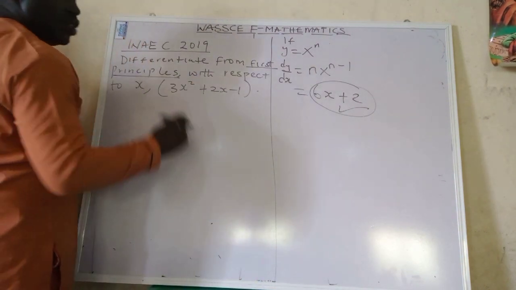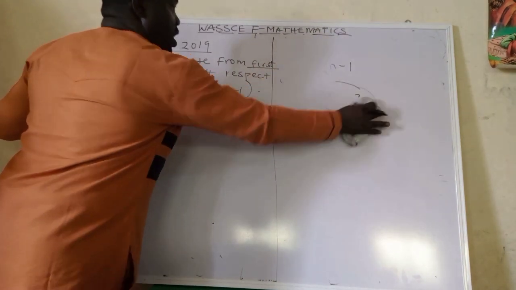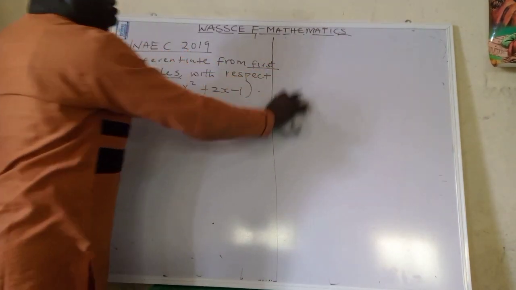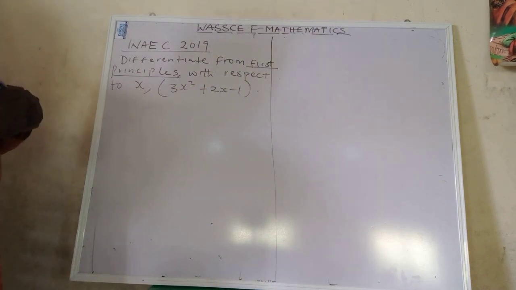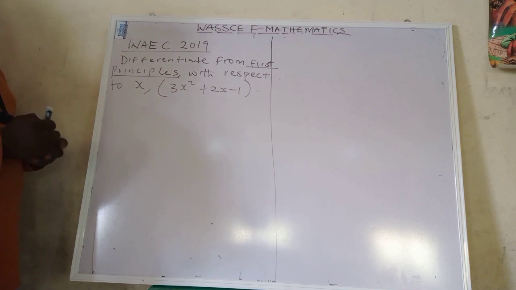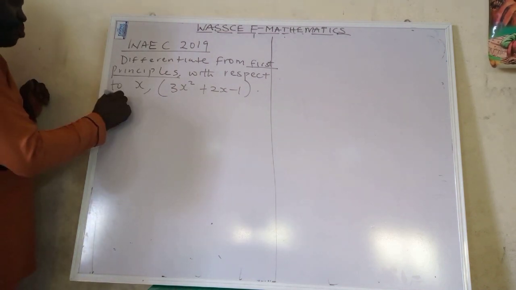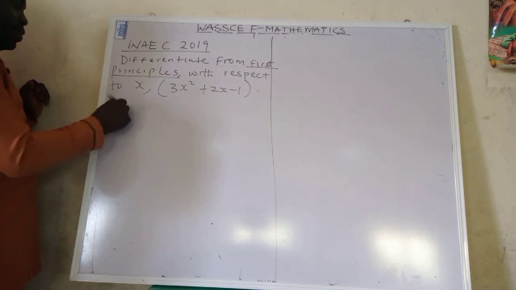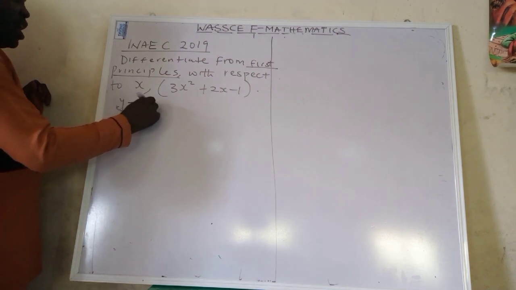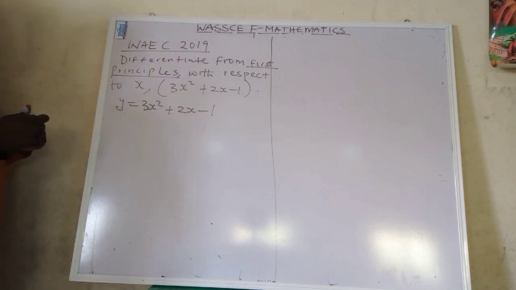So the method I'm going to be employing now in arriving at 6x plus 2 is what we call first principle. So you may see this tomorrow, or something similar to this in your exam tomorrow. So let's go. So we have y equals 3x squared plus 2x minus 1, using first principle.